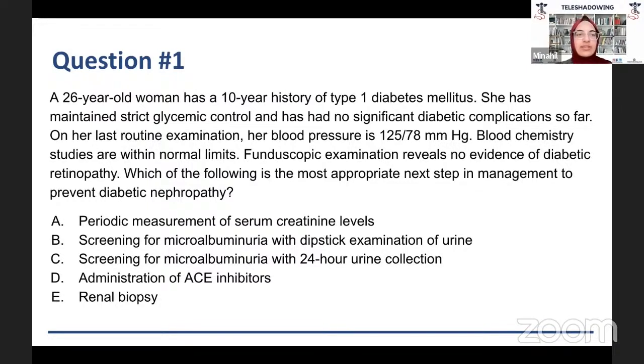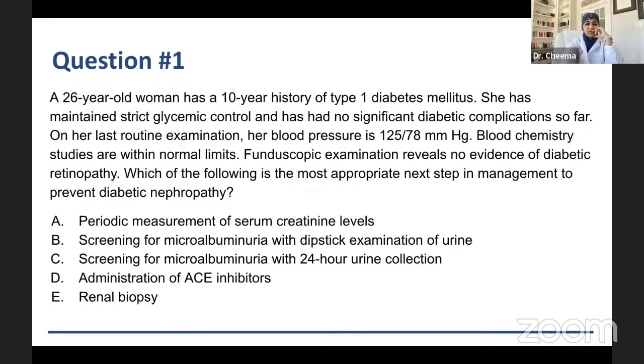Question 1. A 26-year-old woman has a 10-year history of type 1 diabetes mellitus. She has maintained strict glycemic control and has had no significant diabetic complications so far. On her last routine examination, her blood pressure is 125/78 millimeters of mercury. Blood chemistry studies are within normal limits. Fundoscopic examination of the eyes reveals no evidence of diabetic retinopathy. Which of the following is the most appropriate next step in management to prevent diabetic nephropathy?